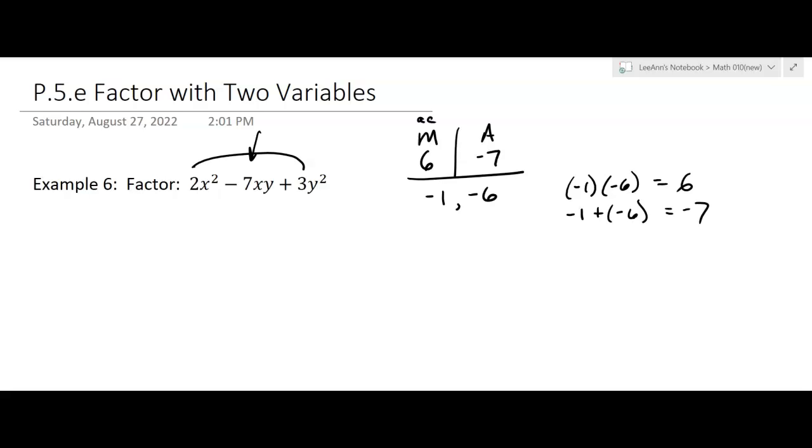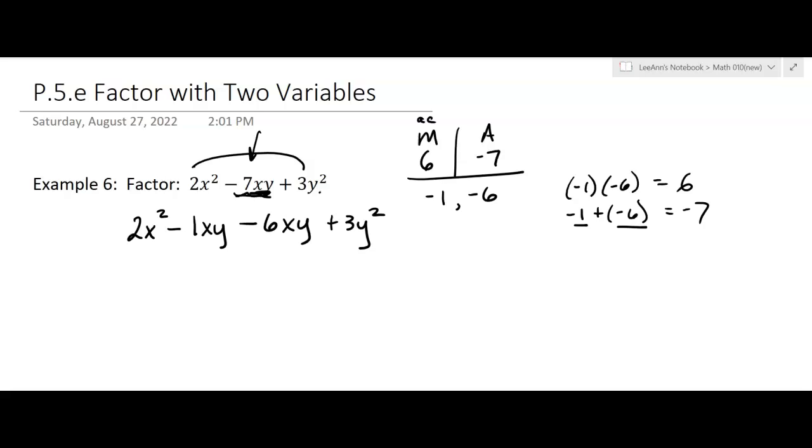Okay, so now here comes the AC part, or the method, how we write it out. 2x squared, keep the first term. This is going to split up. It's going to be a negative 1 and a negative 6. Negative 1xy minus 6xy. Now, it was the xy term. That's why we're splitting it into two xy terms. And then the back one, that one stays the same. So plus 3y squared. Okay?